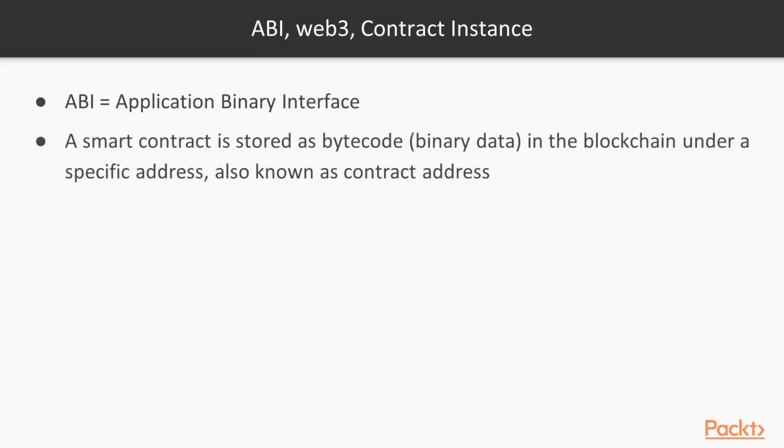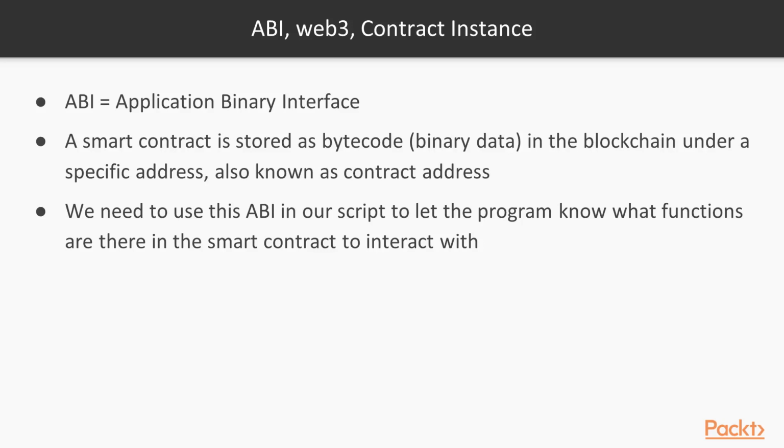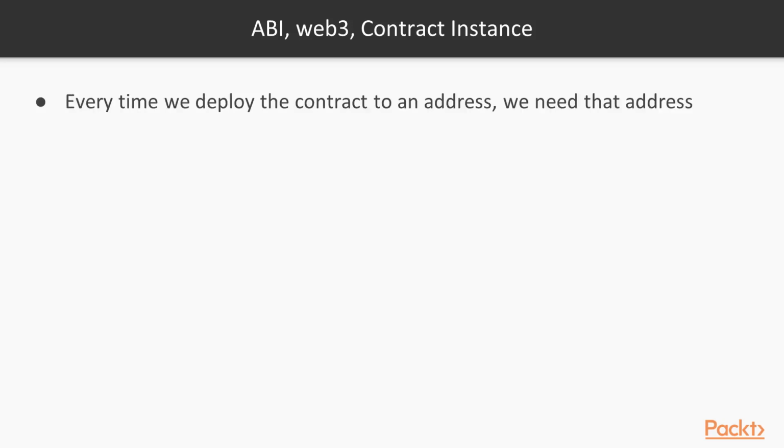A smart contract is stored as bytecode once it is compiled. Bytecode is binary data. This bytecode is stored in the blockchain under a specific address, also known as the contract address. We need to use this ABI in our script to let the program know what functions are there in the smart contract to interact with. Every time we deploy the contract to an address, we need that address because we need to specify in our front end, in our code, that such and such contract is present at such and such address, so that it can go to that address and fetch the contract.